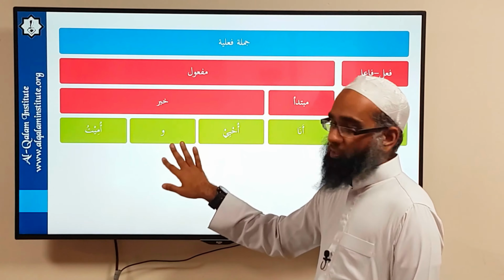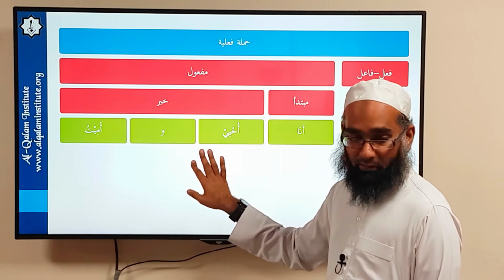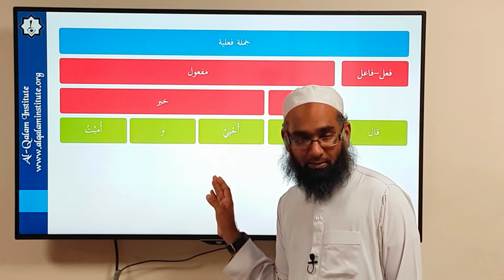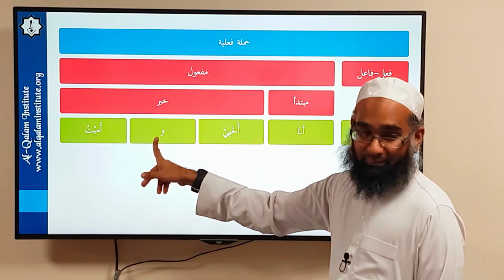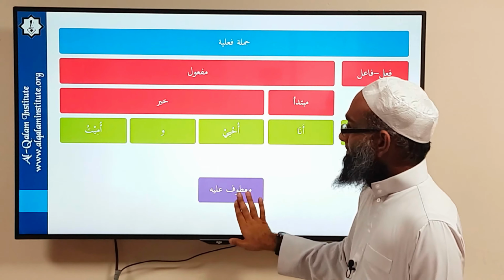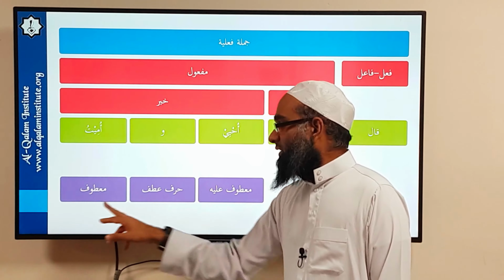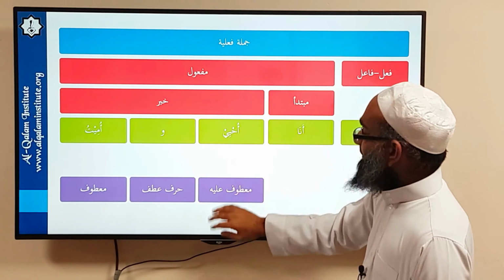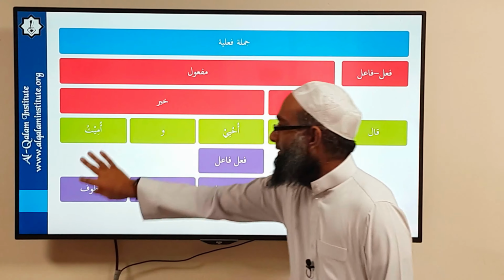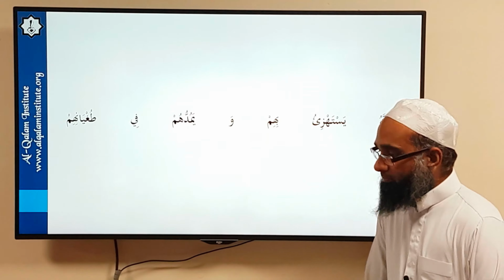The khabar, is it one word or more than one word? More than one word. Is it a sentence or is it a phrase? Sentence. One sentence or more than one sentence? Two sentences. So then we have to have what? Ma'tuf alayh and ma'tuf, with the harful atf. And then this becomes what? The ma'tuf alayh is a sentence. Fi'l fa'il, fi'l fa'il. Okay.